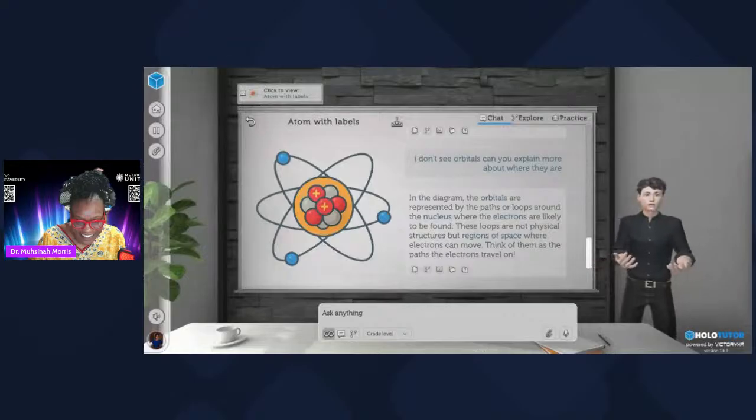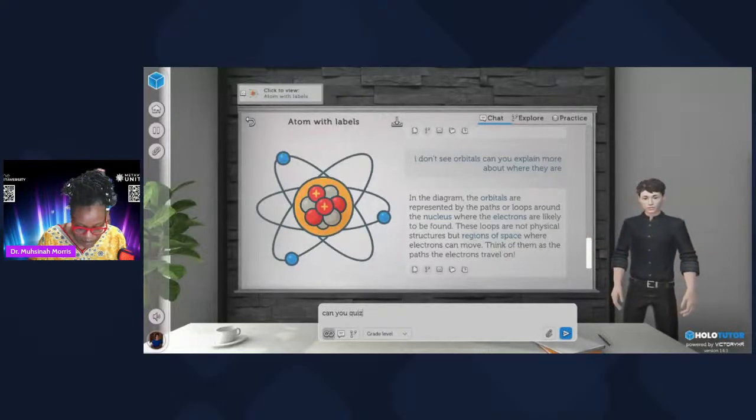In the diagram, the orbitals are represented by the paths or loops around the nucleus where the electrons are likely to be found. These loops are not physical structures, but regions of space where electrons can move. Think of them as the paths the electrons travel on.